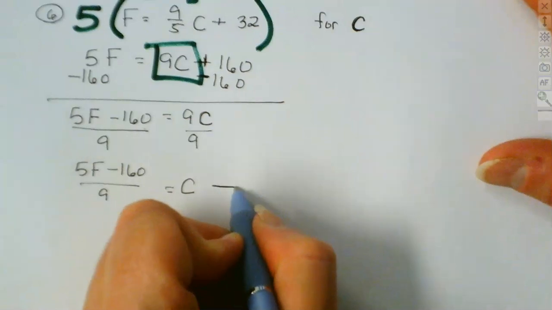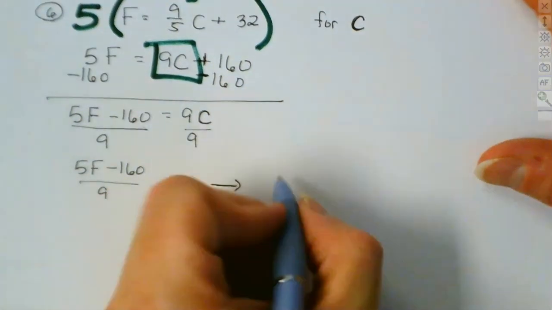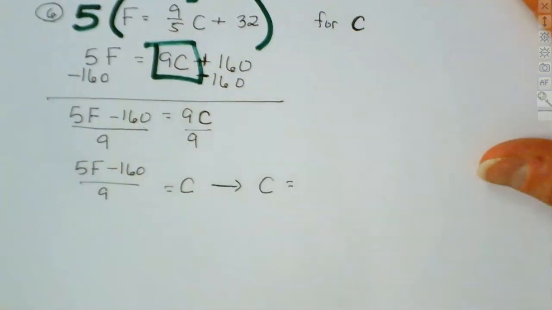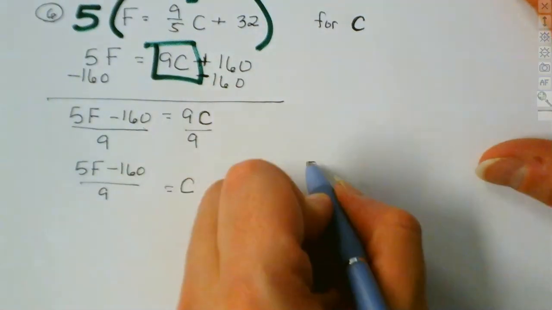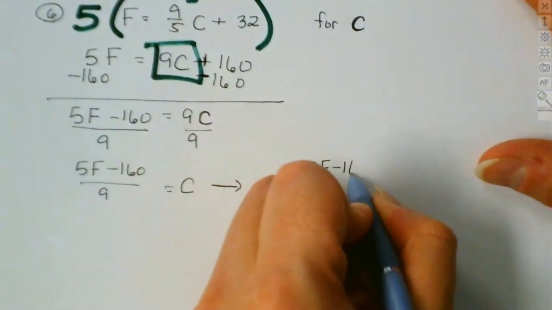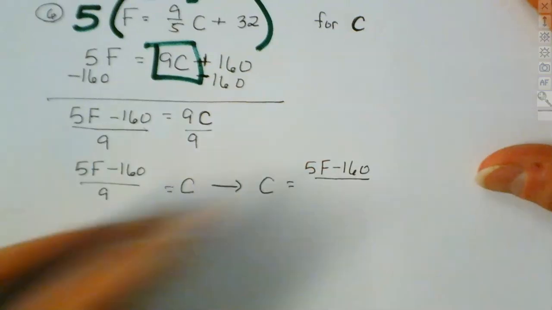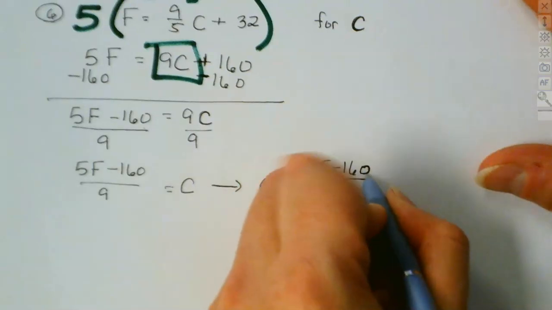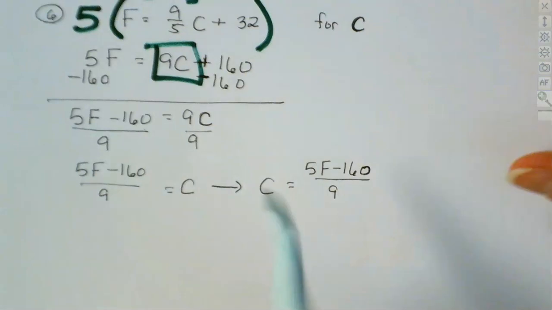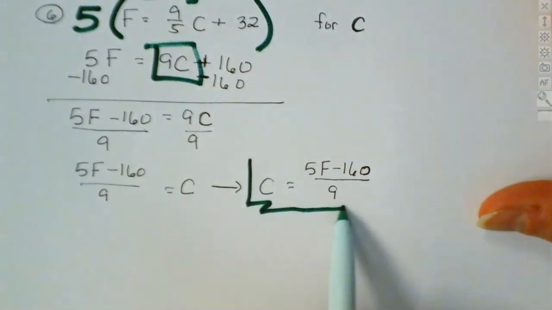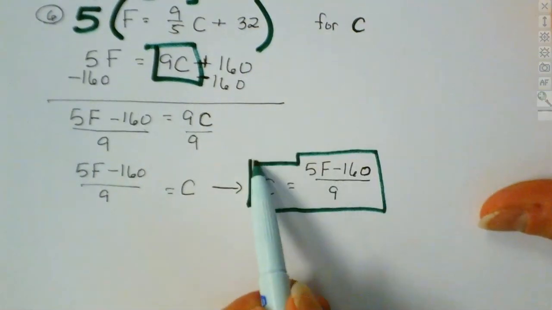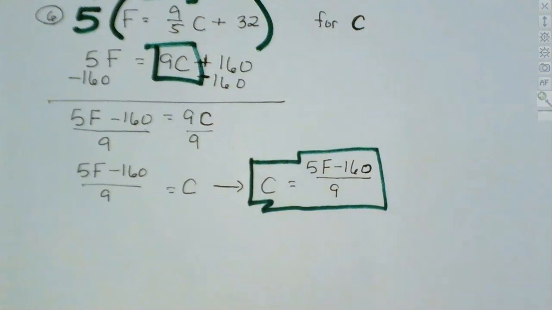I'm going to rewrite it because I like to have my variable on the left. So C equals, now when I rewrite it, 5F minus 160 over 9. And we know we're finished. How do we know we're finished here? Okay, we are solving for the variable C, and what does that mean? That means that the C is by itself on the left-hand side.